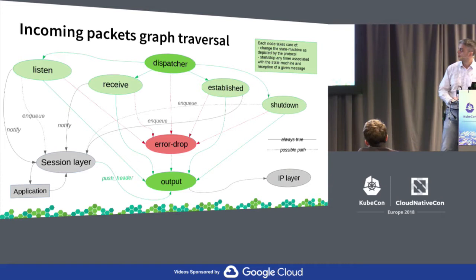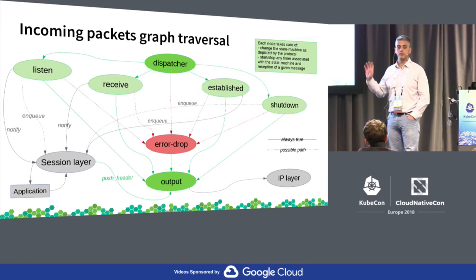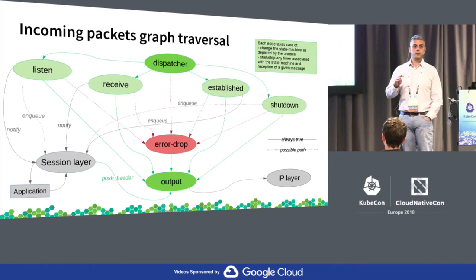I thought about showing you a picture of how the graph node really looks. This is for SCTP, but I think it's very similar for TCP, Florin. So we have a dispatcher node, and then we have four nodes which can be called for incoming frames: the listen, the receive, the established, and the shutdown.